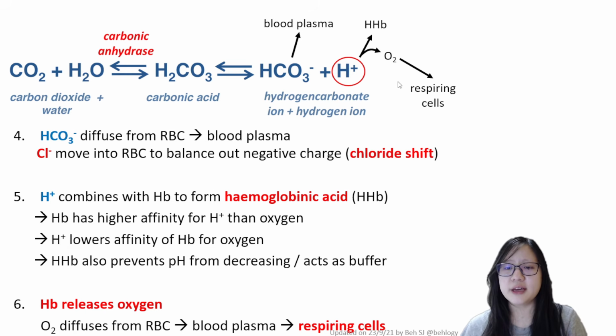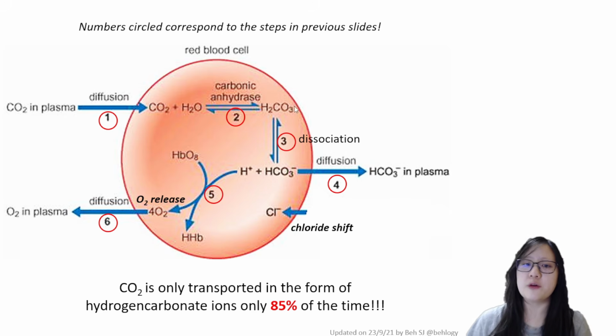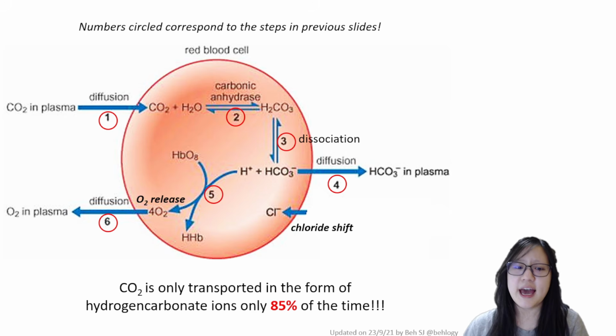This particular mechanism is also shown in this form very often, especially in exams, and pretty much the same idea here. We have CO2, which was originally from respiring tissue. It diffuses into blood plasma, which then diffuses into the red blood cell. CO2 and H2O combine together, and this forms carbonic acid. And this is catalyzed by carbonic anhydrase. This carbonic acid then dissociates, forming hydrogen carbonate ions as well as hydrogen ions.